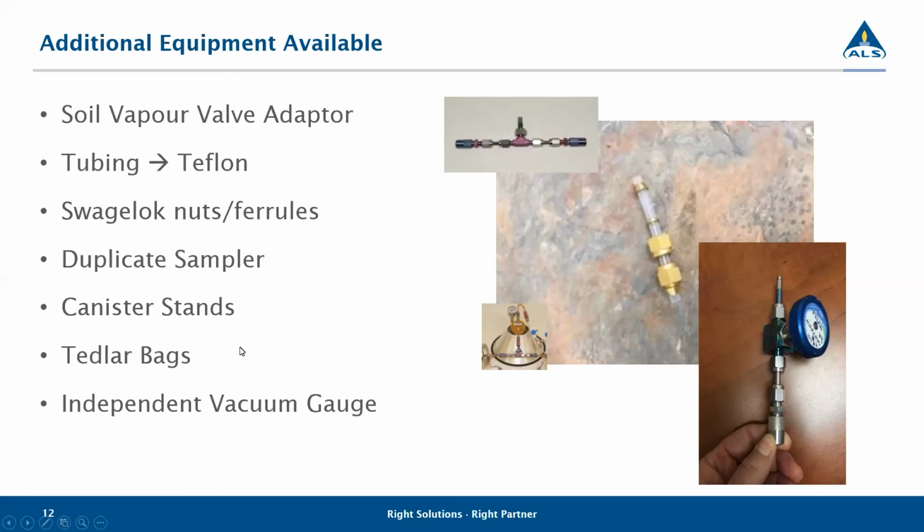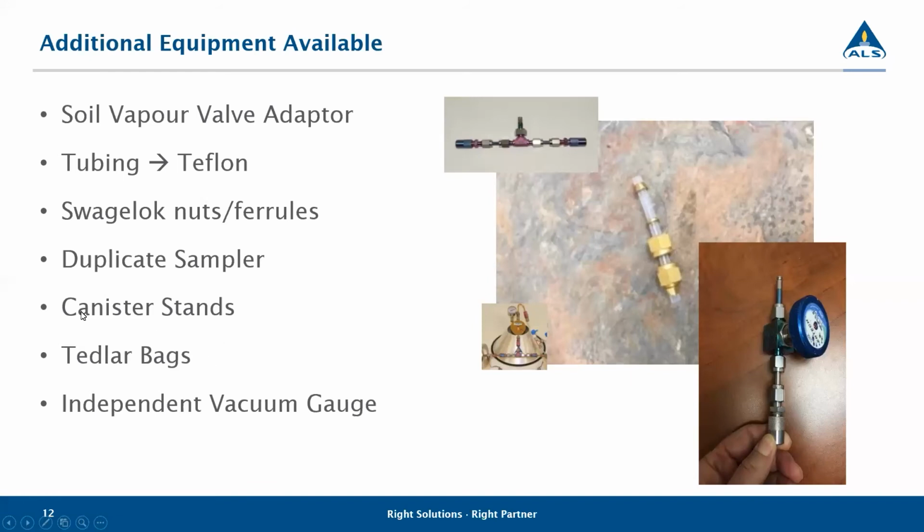We do have Tedlar bags available. We would prefer not to use them for standard sampling, specifically things like VOCs. They do have a tendency, because it is a porous material, to leak. The hold time is extremely short. So keep in mind that if samples are submitted in a Tedlar bag, we do transfer them into a canister to stabilize.